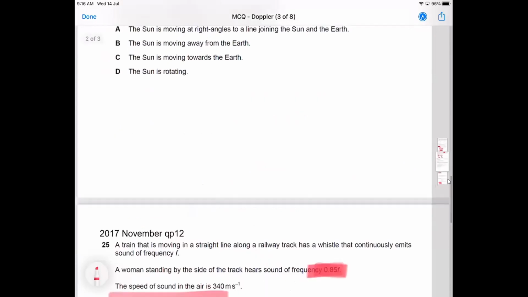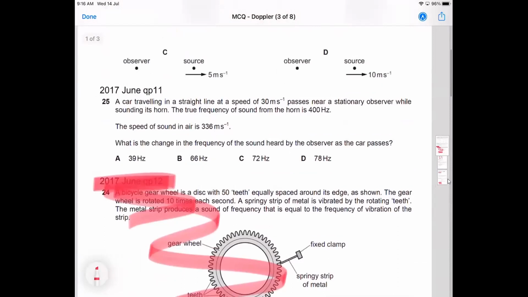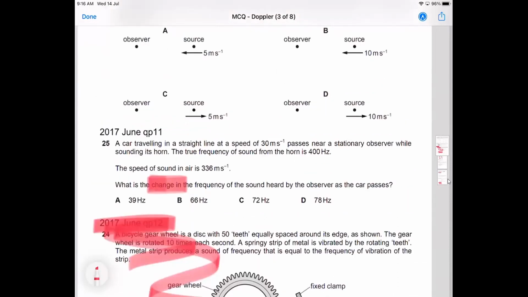There is one somewhere that talks about a change. I can't see it. Here we go. What is the change in frequency? There we go. Cool. So when they say change in frequency, you have to do the whole calculation and then subtract the original from the new one, or the new from the original, whichever one's bigger. Cool. So I'd say they're pretty straightforward, nothing too difficult. You've just got to play around with it. And just remember, it's exactly the same equation every time. You're not using any different equations.